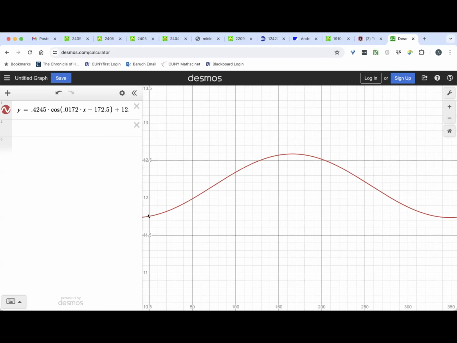when you have about 11.7 hours of daylight, right? This is the y-axis here. It's labeled 10 and a half, 11, 11 and a half, 12, and so on.